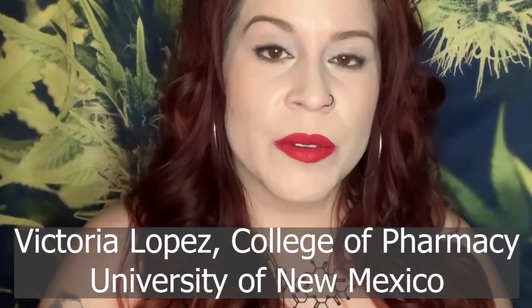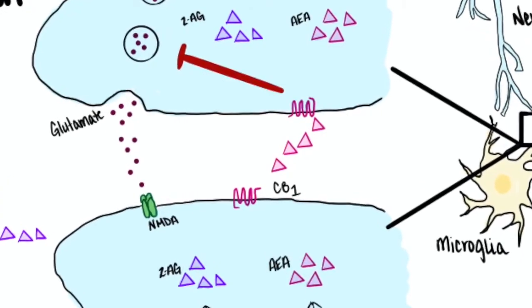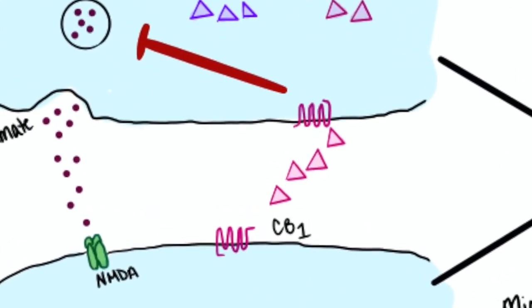The CB1 receptor is actually located on the presynaptic terminal. Activation of the CB1 receptor via endogenous cannabinoids elicits a whole bunch of different changes to that neuron. One of the main ones we're focused on actually is the inhibition of the release of vesicles from the presynaptic terminal.